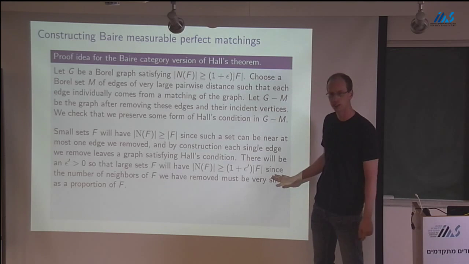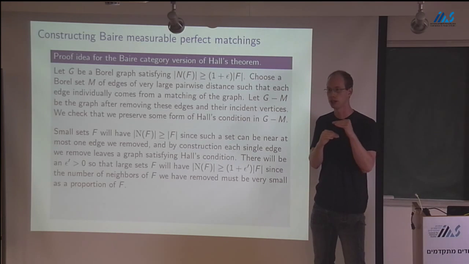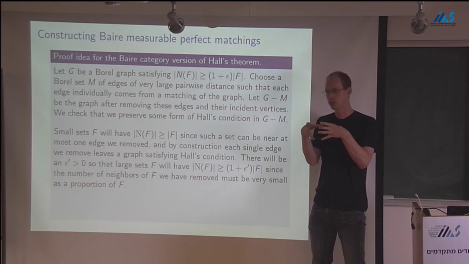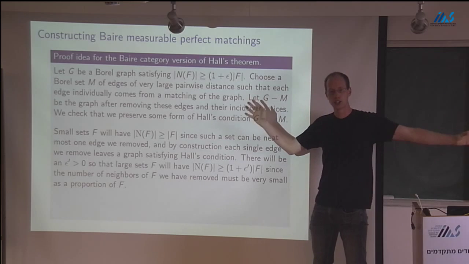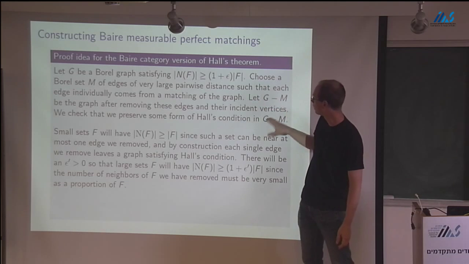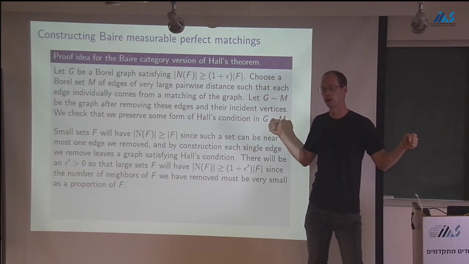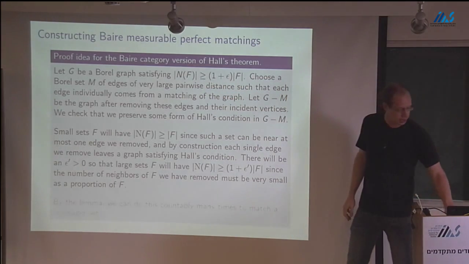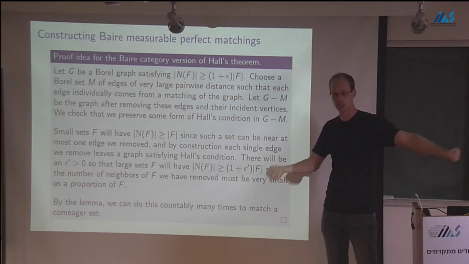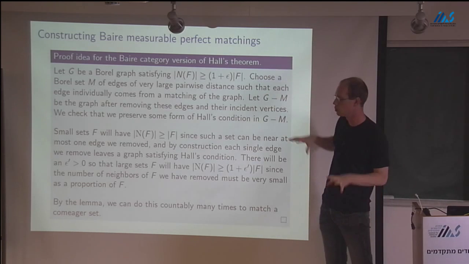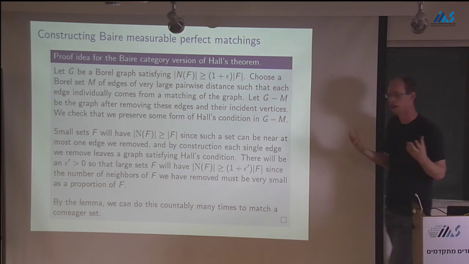So I mean, this is condensing a page of very careful counting arguments into an idea, but the idea is after removing a sparse set, small sets are only close to one edge, so they still are fine for Hall's condition. Large sets have only a small fraction of points removed from them because the edges I removed are very far apart. And so I just slightly weaken this strong version of Hall's condition. And then the lemma I proved about Baire category says I can iteratively do this, but still at the end win on a co-meager set, even keeping things far apart. So I just choose sets M of edges to remove that are farther and farther apart. And that's how the argument works.